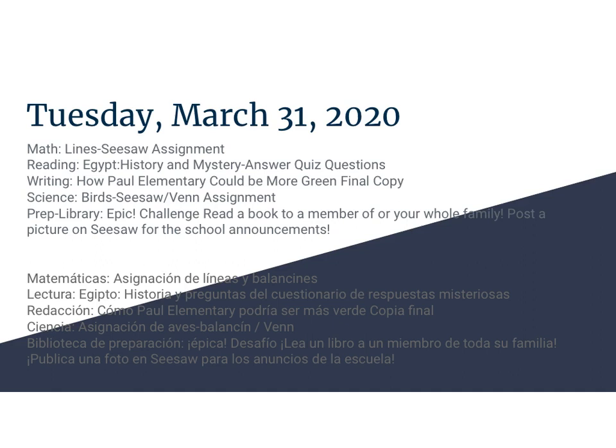In science, you're going to take the information you learned about birds yesterday and the information you learned about mammals before spring break. You're going to create a Venn diagram comparing and contrasting the two groups and then submit that to Seesaw. For prep today, it is library. You're going to do the Epic challenge. You're going to read a book to a member of your family, or your whole family. This could include a pet, and post a picture of you reading to them on Seesaw.